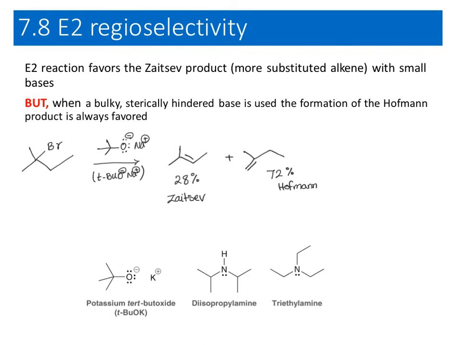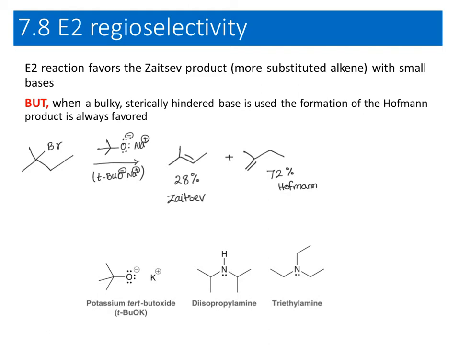Now we have other bulky bases that you can use to form the Hoffman product. So the first one that we talked about is tertiary butoxide. It can be potassium tertiary butoxide, or sodium tertiary butoxide. You can even use diisopropylamine or triethylamine. You would get the same results, so you would get the Hoffman product.